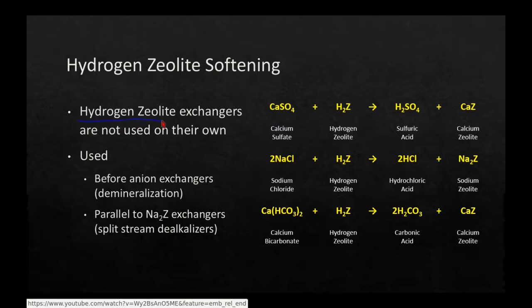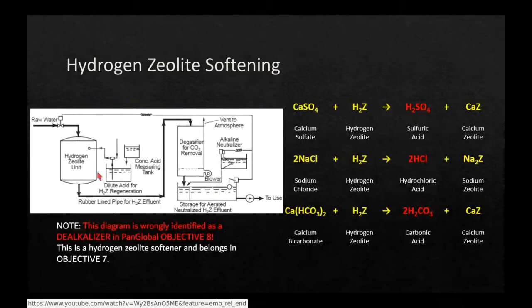Well, first of all, we rarely use a hydrogen zeolite softener on its own. Let's just take a look here. This picture shows up in Objective 8 of the PanGlobal, but it's wrong. It shouldn't be under Objective 8. It should be in Objective 7. So here's our hydrogen zeolite unit. And we got raw water coming in. Those ion exchanges occur that we looked at, and they're on the right here too, and the acids are showing up in bright red.